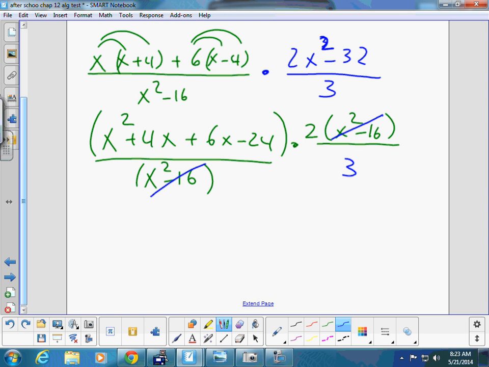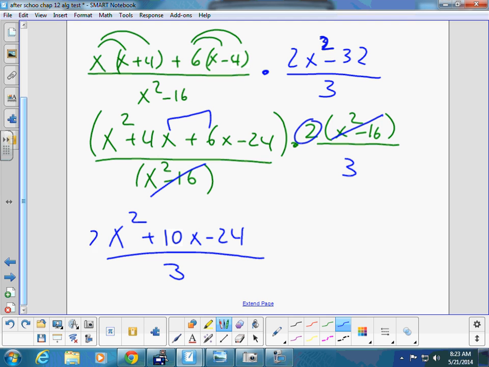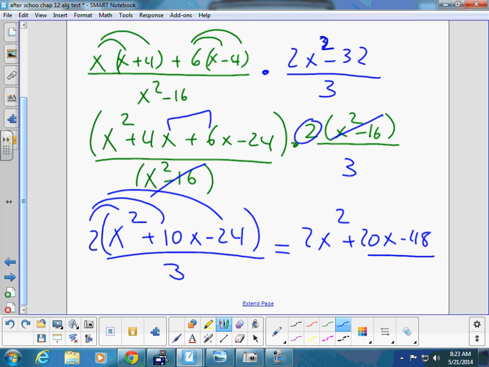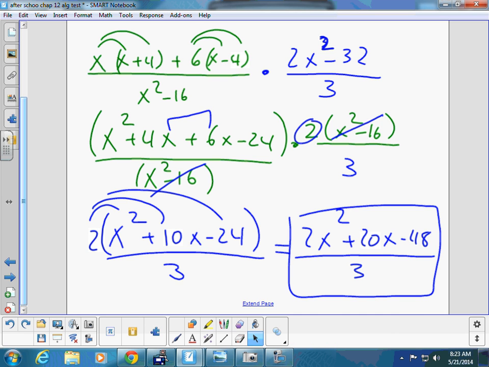And let's bring it down here and just do the math. I can combine these two here, right? 4x, double checking my work. So that's going to be x squared plus 10x minus 24 all over 3. Oh, and don't forget this 2 here. So 2 times that. So that's going to be 2x squared plus 20x, because I'm distributing the 2, minus 48 all over 3. And I did that kind of quick. I hope I didn't make a mistake on that.